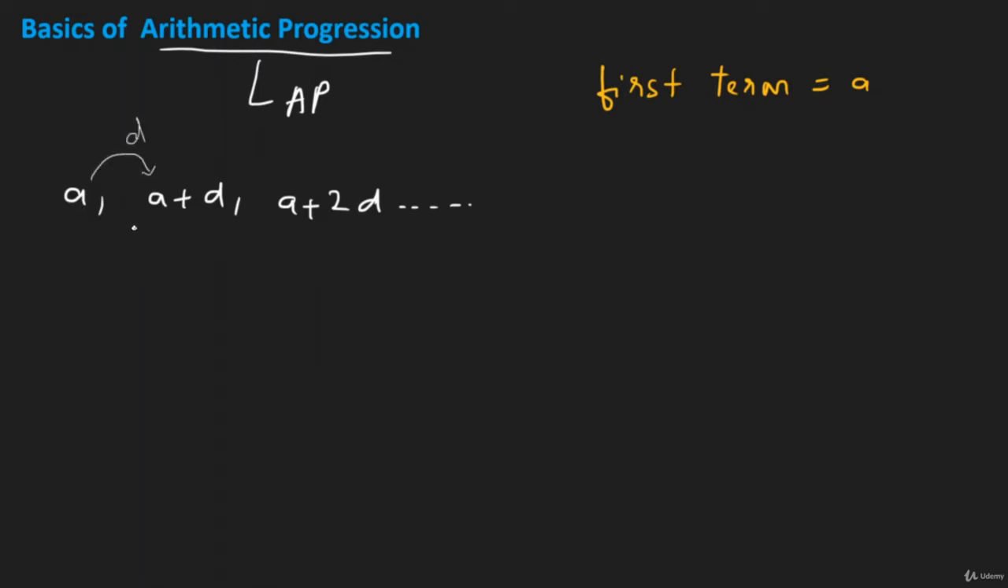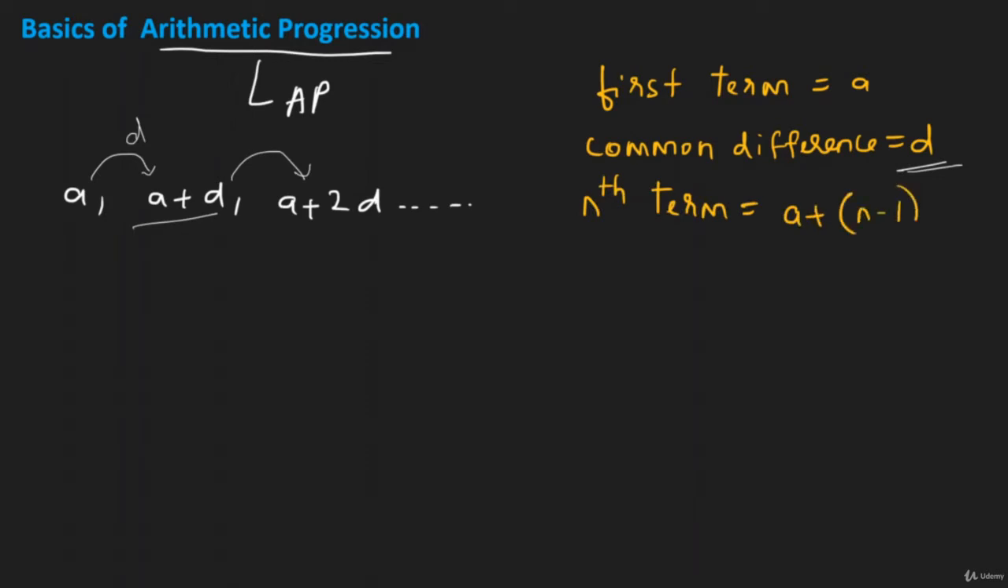So a plus d gives you a plus d over here. If you add d to this, you get this next term, and it goes on like that. So we call that the common difference. The common difference in this AP is d. And you can also see that the nth term of this AP is obtained using this formula: a plus (n minus 1) into d.